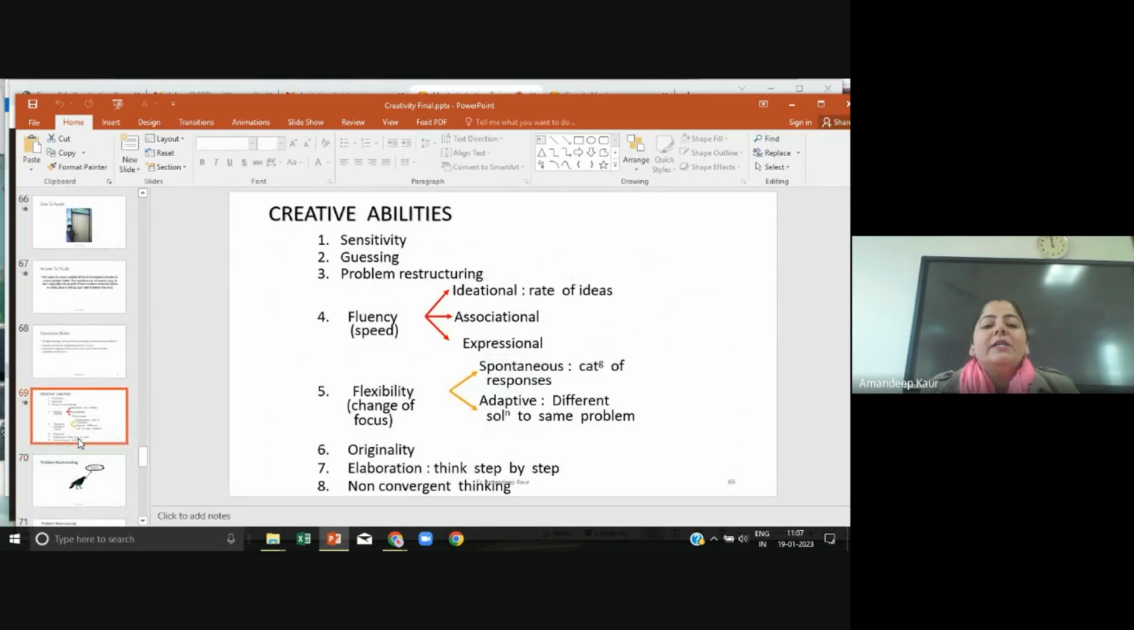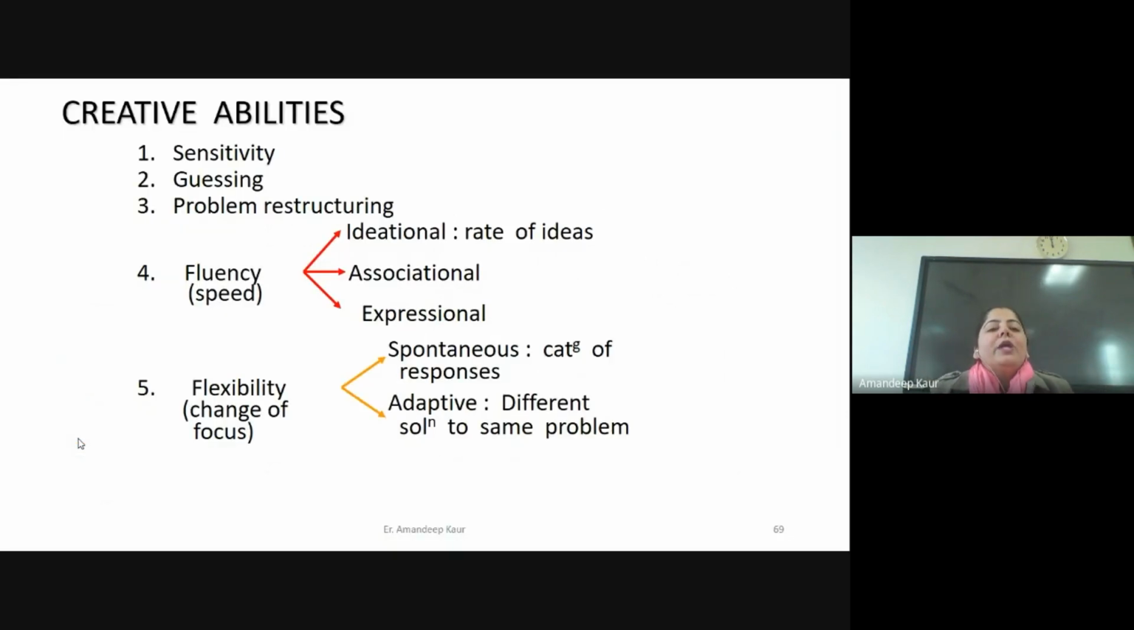I need to consider that when it comes to the development of the creative ability among the student population, first we need to be sensitive enough. There must be educated guesses happening all the time in a class. We need to give problems that the students need to restructure before solving them. Fluency needs to be developed in a classroom environment.